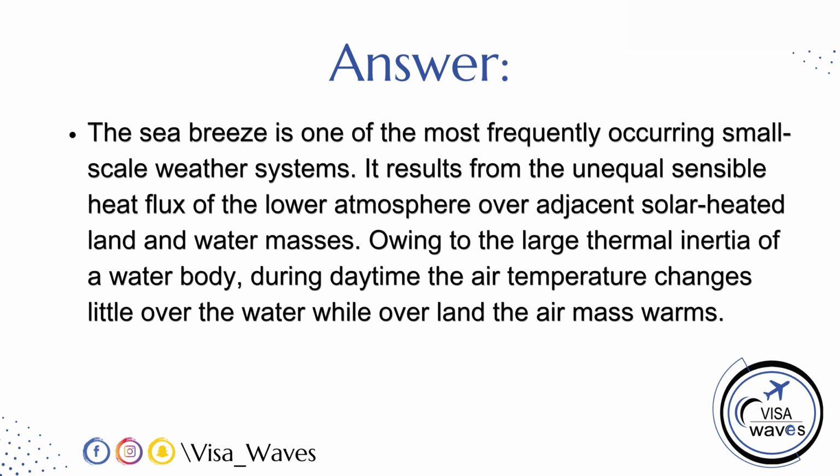The sea breeze is one of the most frequently occurring small-scale weather systems. It results from the unequal sensible heat flux of the lower atmosphere over adjacent solar-heated land and water masses. Owing to the large thermal inertia of a water body, during daytime the air temperature changes little over the water while over land the air mass warms.